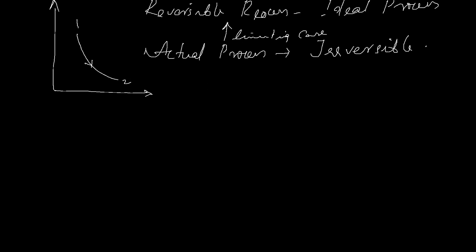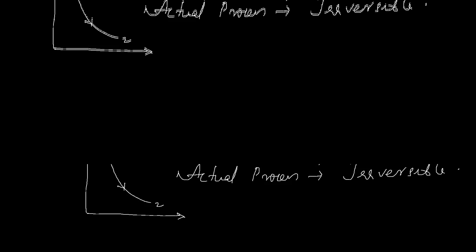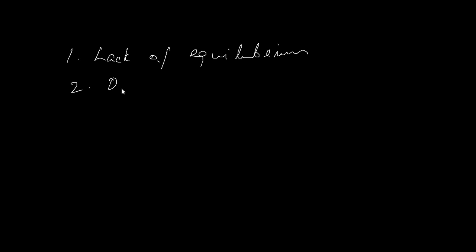So what are the causes of irreversibility? We said a reversible process is not practically possible. So let's see why it is not possible, and what the causes of irreversibility are. Usually the causes of irreversibility are lack of equilibrium, and dissipative effects.